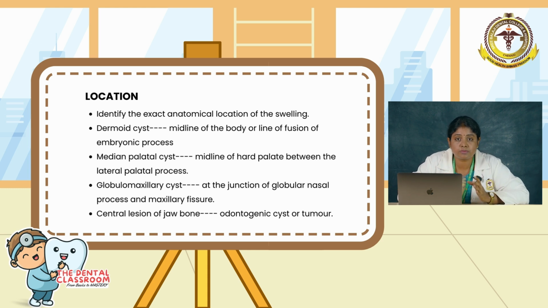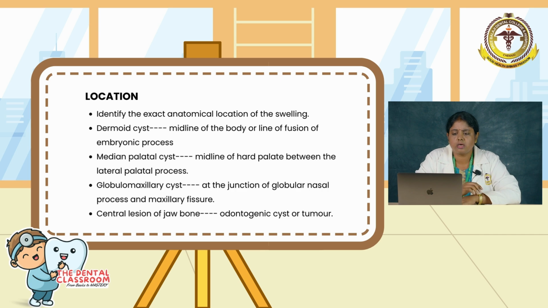Then if the swelling is present within the jaw, pertaining to location, there will be bicortical expansion. When you see there is bicortical expansion, then you know that the swelling is coming from the center of the bone. So there will be expansion on both the sides.